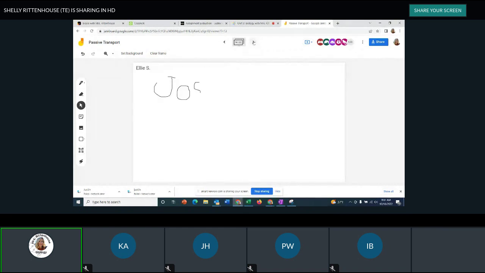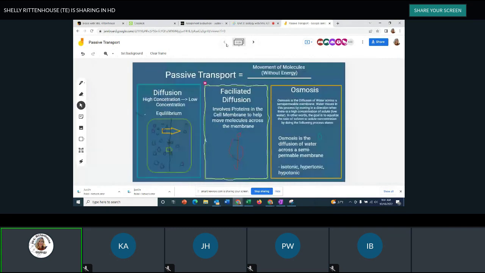Pick active or, and I won't keep scrolling through, so if I'm making you nervous, pick active or passive. You can pick osmosis, you can pick facilitated diffusion, diffusion. You can highlight that sodium potassium pump. Making sure I don't have any questions.